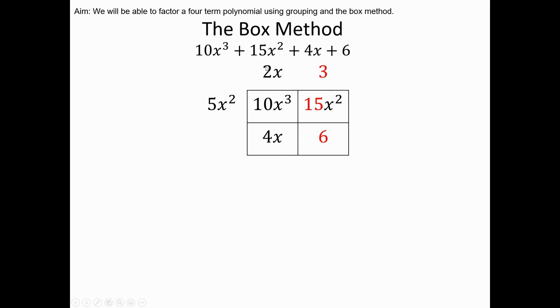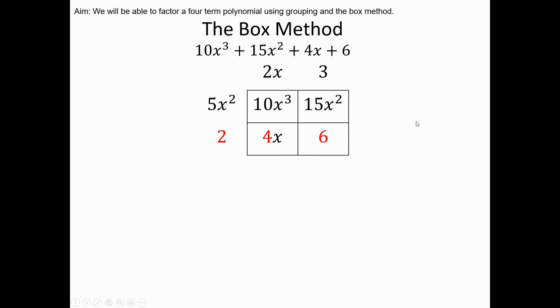So now, guys, think to yourself, 2 times what is 4? Isn't that just going to be 2? And 2 goes into 4 and 6. And notice how everything matches up now, right? Because 2 times 3 is 6. 5x squared times 2x is 10x to the 3, so on and so forth.